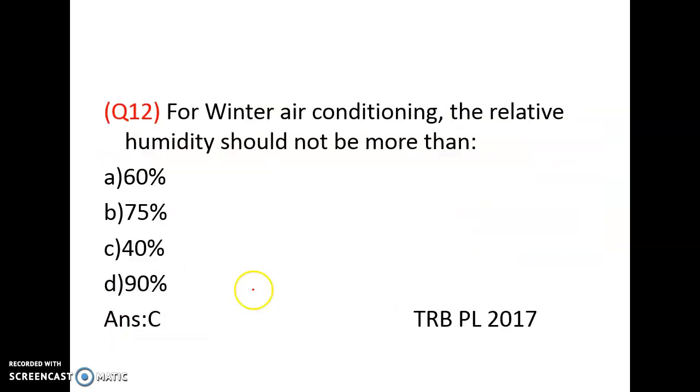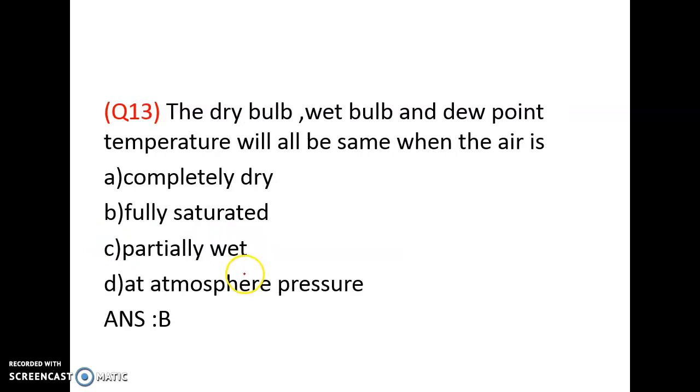Next one. For winter air conditioning, the relative humidity should not be more than 40%. Winter air conditioning relative humidity should not be more than 40%.